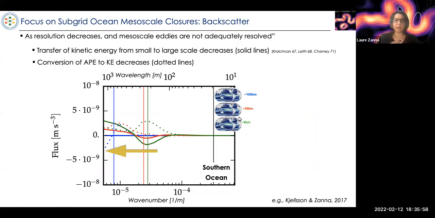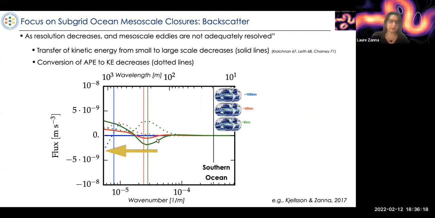So now let's try to understand which part of the mesoscale eddy process we are focusing on here. And this is the backscatter or the inverse energy cascade. So as resolution decreases, the mesoscale eddies are less resolved, and that also means that we're inhibiting the transfer of kinetic energy from small scale to large scale.